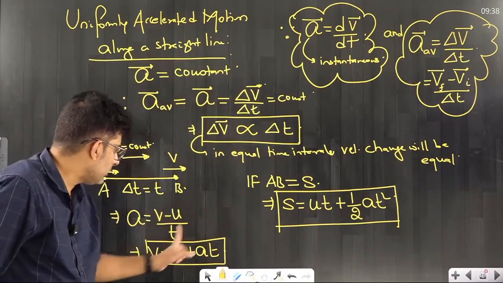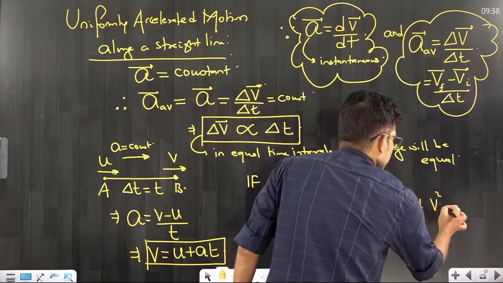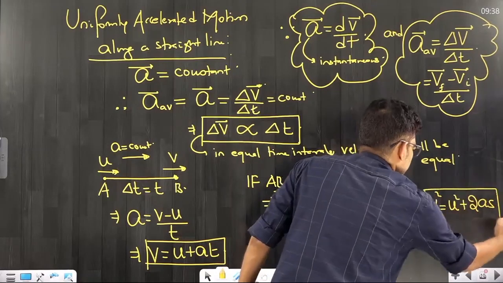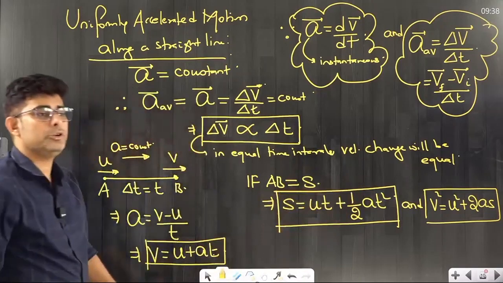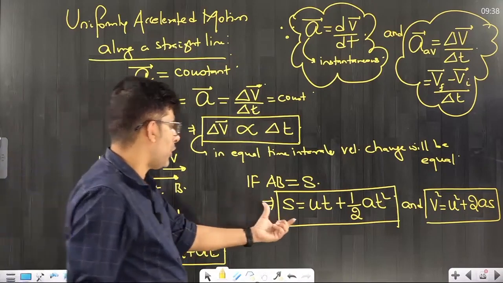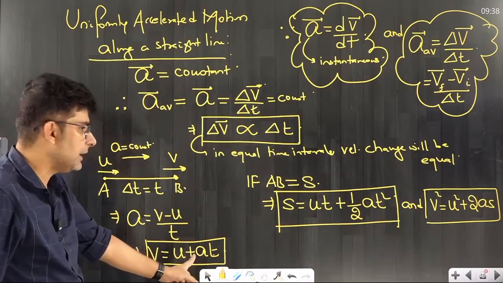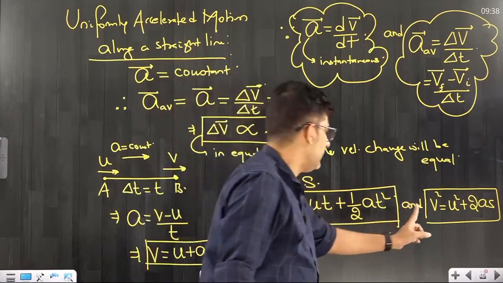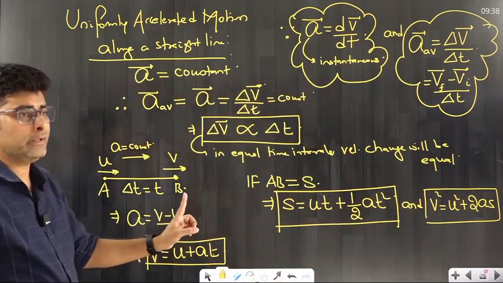And when you combine these two equations, you get one more important equation, which is v square equals u square plus 2as. If you eliminate time from this equation, you get v square equals u square plus 2as. Is it clear to all of you? These are the three important equations for uniformly accelerated motion. One is v equals u plus at, one is s equals ut plus half at square, and one is v square equals u square plus 2as. I hope all of you agree to this.